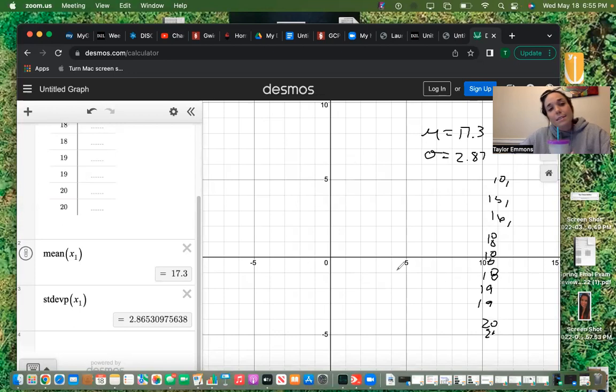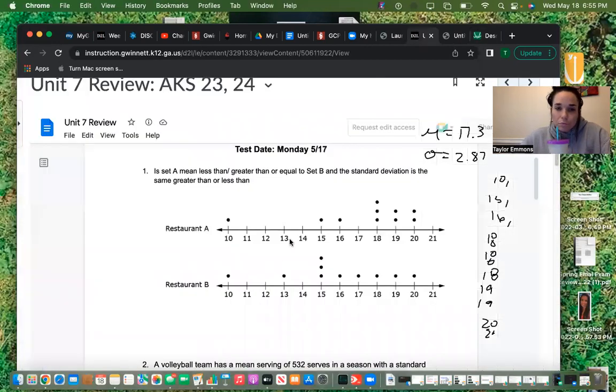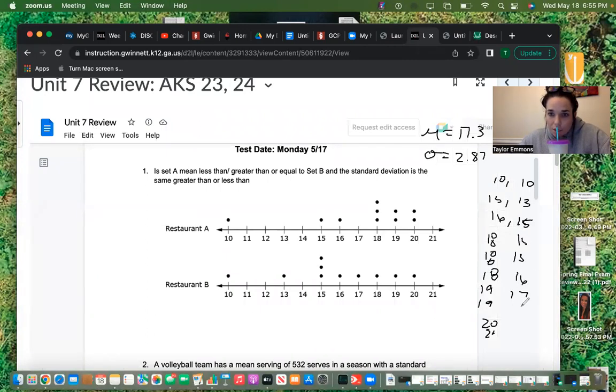And you're going to repeat the same process for the other data set. So you have to do it again. Coming back in here, I'm going to write all those numbers down: 10, 13, 15, 15 three times, 16, 17, 18, 19, and 20.